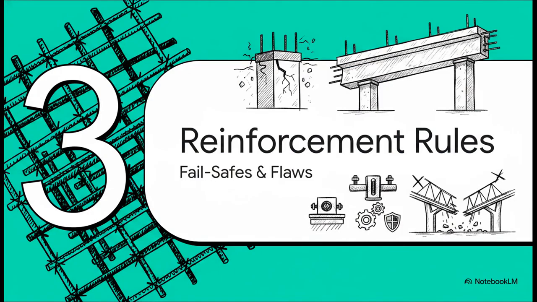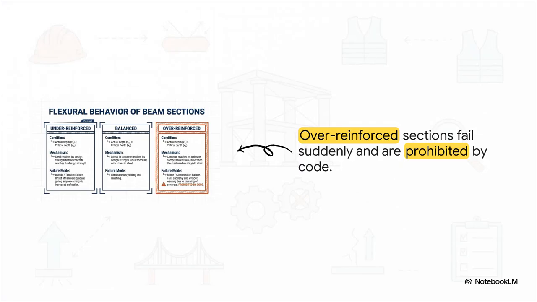Okay, Section 3, Reinforcement and Design Rules, Fail-safes, and Fatal Flaws. Now, here's a massive, kind of counterintuitive business risk. You might naturally think, hey, more steel is safer, right? Well, no way. It's actually a critical liability. Why? Because if an under-reinforced beam is overloaded, the steel yields first. It sags, it cracks open, and it gives everyone inside ample time to evacuate.